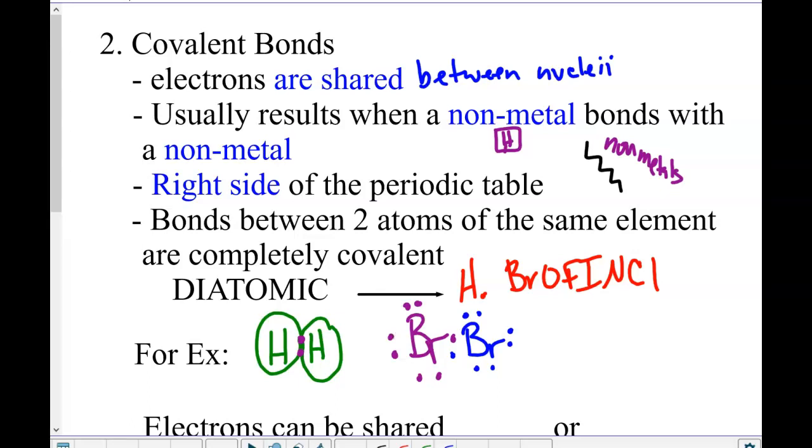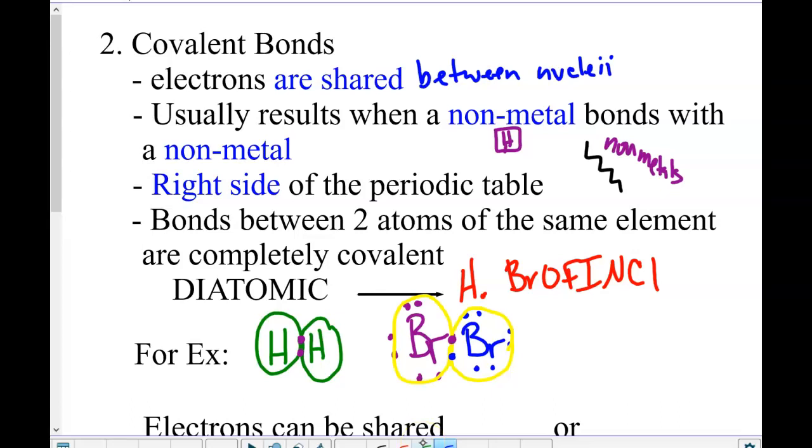But you'll notice with the way that I drew this that the valence orbital of this bromine on the right side and the valence orbital of this bromine on the left side ended up covalencing. So I ended up with 1 electron from each atom there in between the two nuclei.